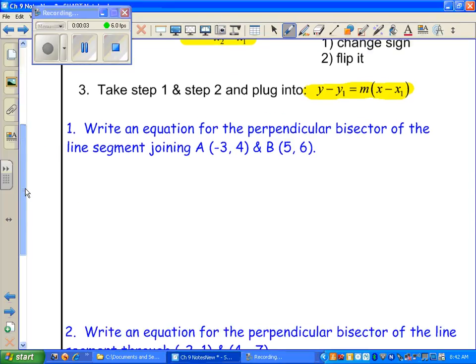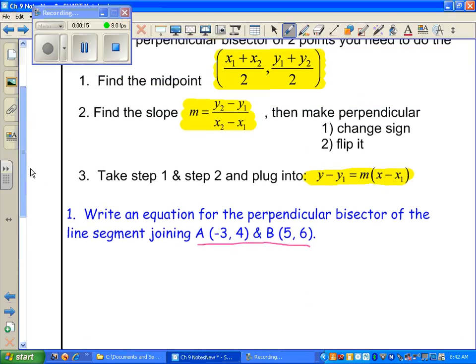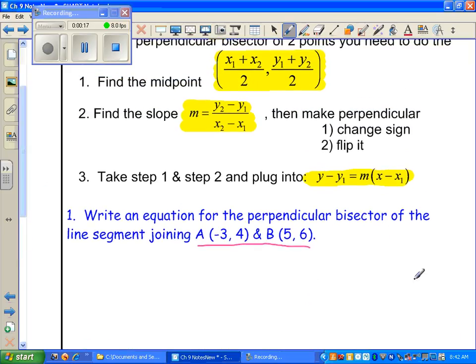So in the notes, it's asking us to find the perpendicular bisector of the line segment that joins A and B here. To do that, there's 3 steps. Back here on the top of your notes it says, step 1, find the midpoint. Step 2, find the slope, then make it perpendicular so that we can be perpendicular to it and go through the midpoint, and then write our equation.